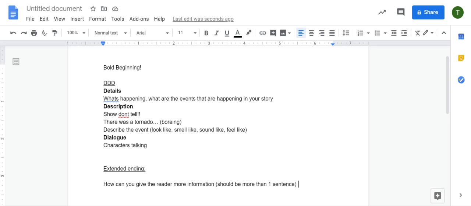And then take a look at your ending. How are you going to give me, as the reader, more information about the ending of your story? If your ending is one sentence, it is too short.